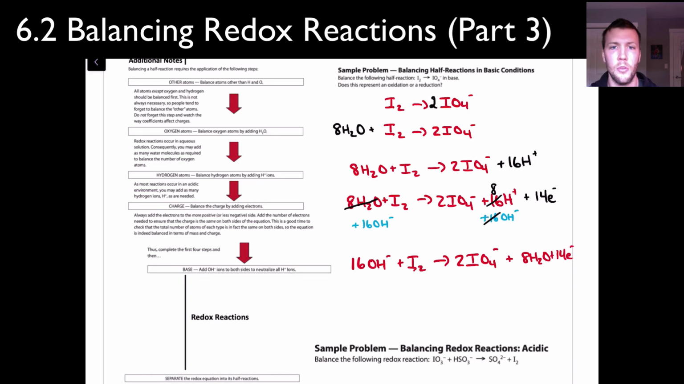This reaction represents an oxidation, and we can tell for 2 reasons. First of all, electrons are a product. Electrons are lost. Loss of electrons is oxidation.